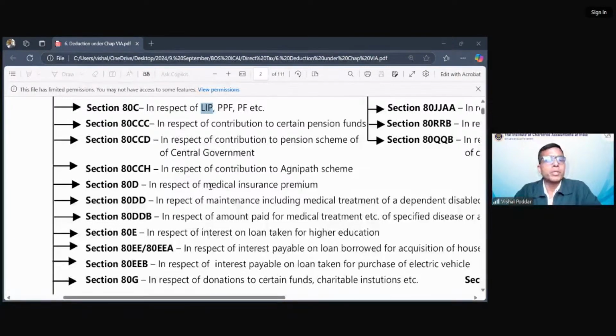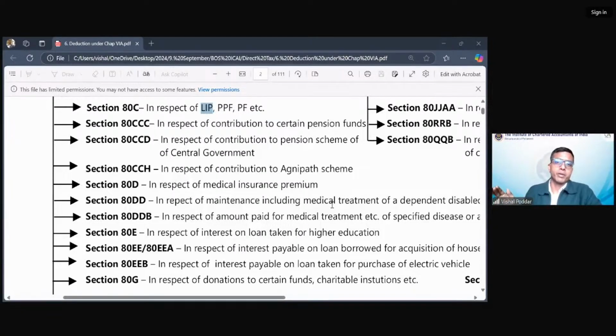But when you come to D, which we are going to study, it is again in respect of premium, but which premium is covered? Medical insurance. We all know mediclaim policy premium, medical insurance premium, we all know. Now in D, they have added one more family member because C ke baad D aata hai. So as you are progressing with the section, they are adding one family member. So in D, besides these three persons, which is the selfish family, they have added one more family member. Who is this one more family member? Your parents.